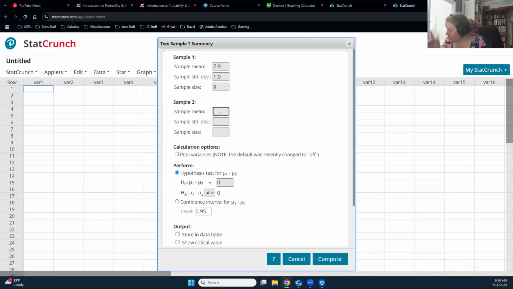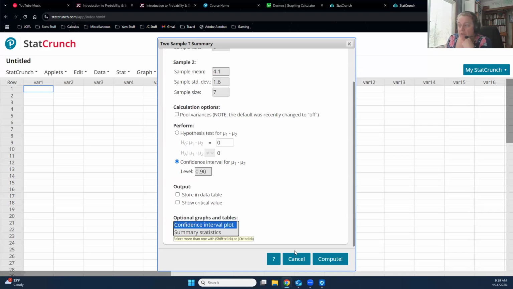All right, now the mean for group 2, 4.1, there you go, 1.6, then 7. And then you click confidence interval because we're doing a confidence interval for part B. And then we're doing, let's see, what confidence? 90? All right, so make that a 90. I'm going to do a confidence interval plot too.